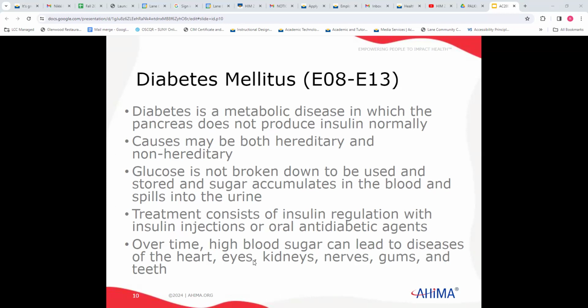There are different reasons why people are diabetic. It can be hereditary in the case of type 1, or non-hereditary, type 2 generally. When we're diabetic, we don't break down enough sugar. It's not broken down effectively, and the sugar as a result accumulates in the blood, spills into the urine, and this is what causes problems. With high blood sugar, we have diseases of not only the cardiovascular system, but retinopathy, meaning the eyes, the retina, kidneys, neuropathy, gums, teeth, and other manifestations.